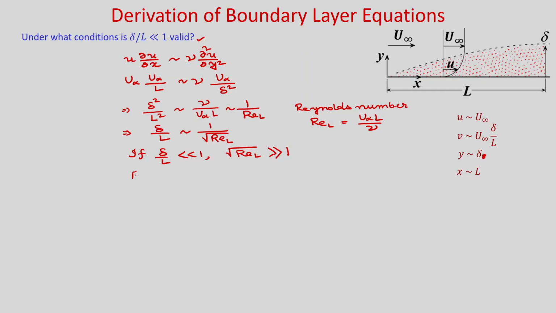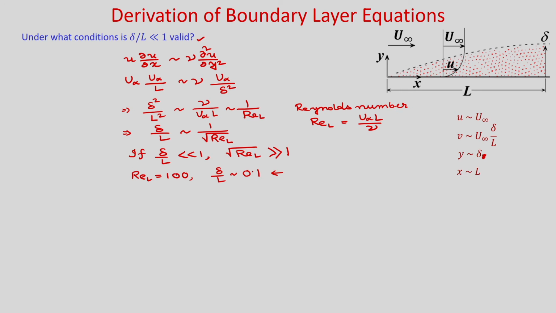So, if you consider Reynolds number 100, then let us see what the order of delta by L is. If Re_L is 100, then delta by L will be of the order of 1 by root 100, which is 1 by 10, so it will be 0.1. So, you can see that it is very small. Generally we say that these equations are valid when Reynolds number is greater than 100, okay.